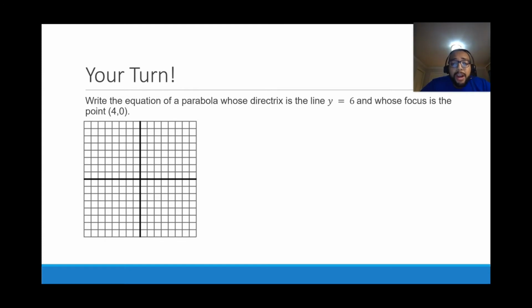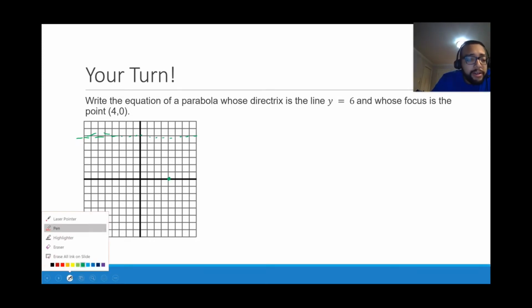Write the equation of a parabola whose directrix is y equals 6 and the focus is the point (4, 0). So let's just draw our directrix first. So y equals 6. So 1, 2, 3, 4, 5, 6. That is very crooked, but we get the gist. The focus is the point (4, 0). So let's draw the point (4, 0). 1, 2, 3, 4. And we plotted it.